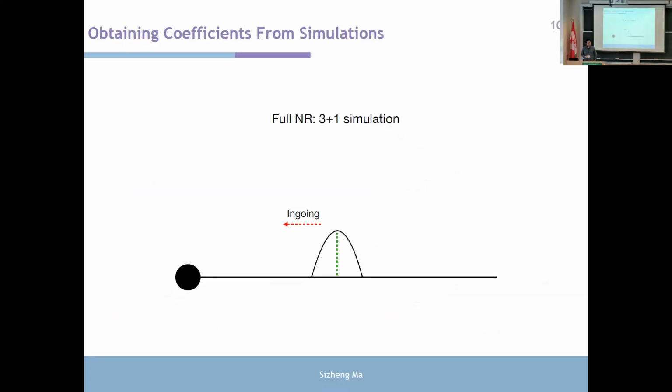Apart from this first principle calculation, there is a complementary strategy which is fully data-driven. In this case, we can send a Gaussian gravitational wave packet into a black hole and then evolve the system using full 3+1 numerical relativity. Then we can measure the gravitational waves at future null infinity to extract all those coupling coefficients. Both methods should give consistent results, and indeed they do.